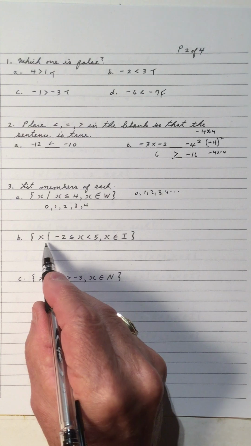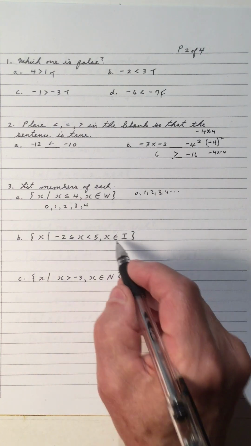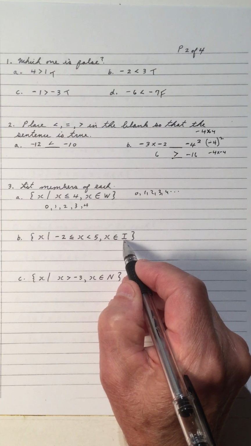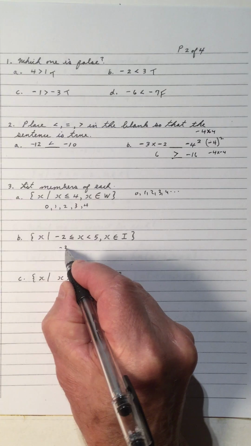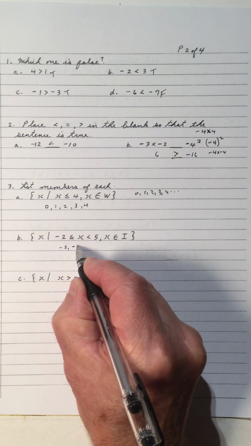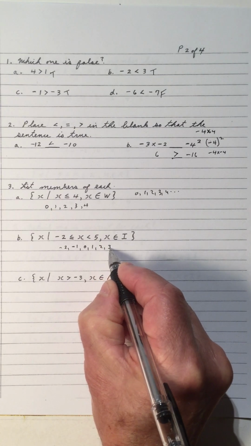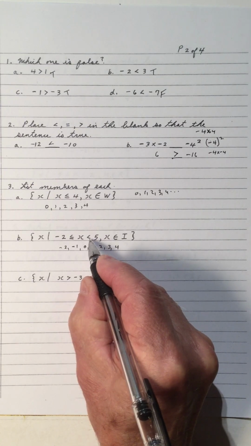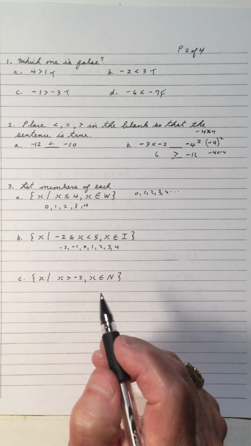B, the set of all x such that negative 2 is less than or equal to x, is less than 5, where x belongs to the integers. The integers are dots. So we have a negative 2, a negative 1, a 0, 1, 2, 3, 4, but we're not including 5. So that's the members that belong to this set.